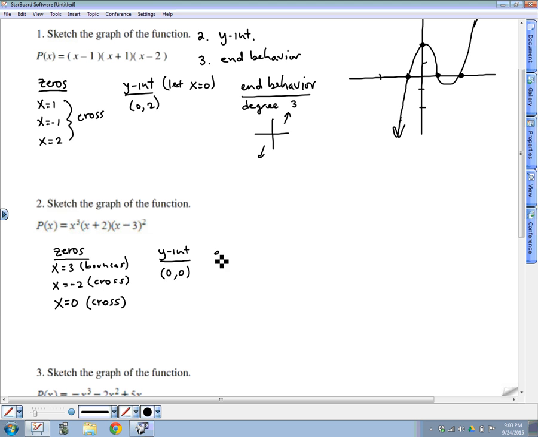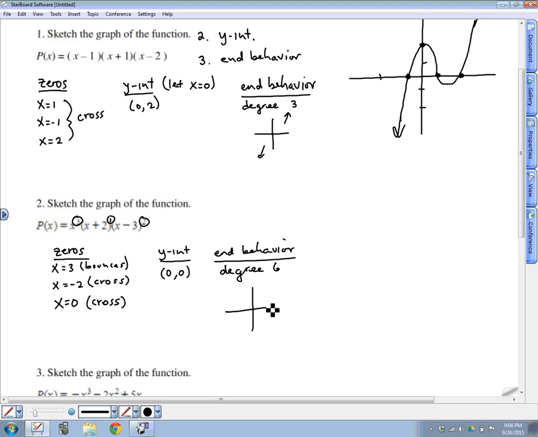Okay. The end behavior again is determined by degree. When the polynomial is written in factored form, one way to determine degree is adding the multiplicity of the factors. So multiplicity of 3, multiplicity of 1, and a multiplicity of 2. If you add all those numbers up, you get degree 6.